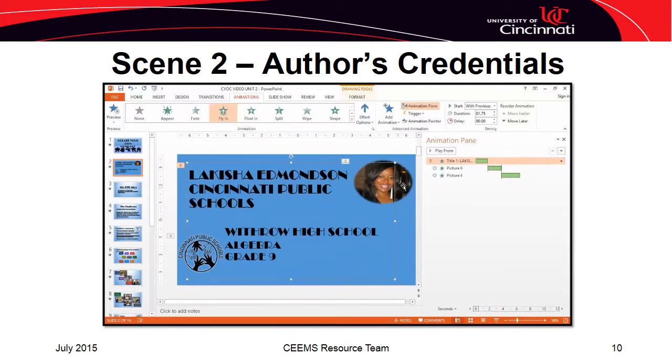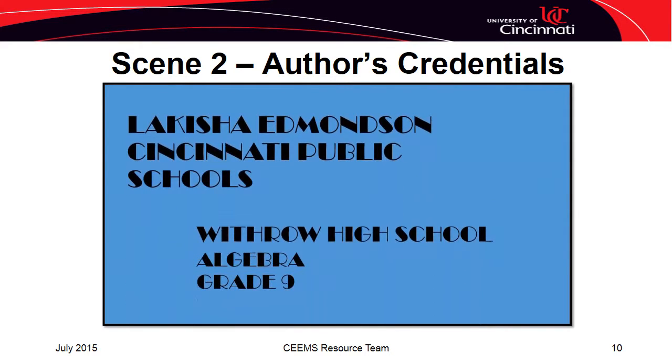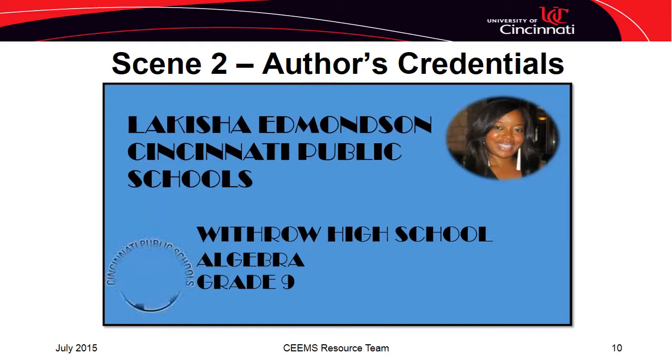For the picture, she used a shape animation, and the duration there is set at 2.0. It's set to go after previous, which means it'll come after the text is put onto the screen. And lastly, she brings the Cincinnati Public Schools logo on with a shape animation. This is set at a 2.75 second duration. So let's take a look at it, see how this looks. So here's the animation of the text. There's the picture. And there's the Cincinnati Public Schools.